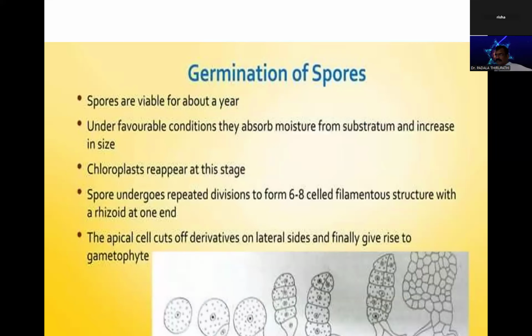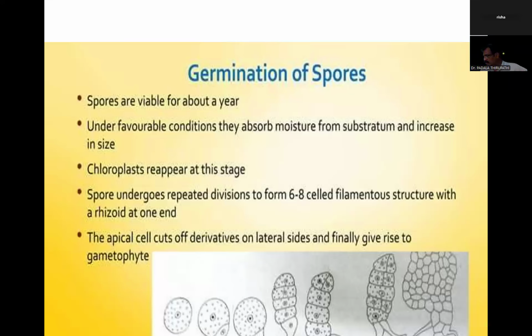Once the spores are dispersed in the air, they find a suitable place on the earth and they germinate. So, germination of the spores. Spores are haploid. Spores are viable for about 1 year. It means the survival period is up to 1 year; they survive till they get suitable conditions, moisture, suitable substratum, that is humidity. Till that, for up to 1 year they can survive.